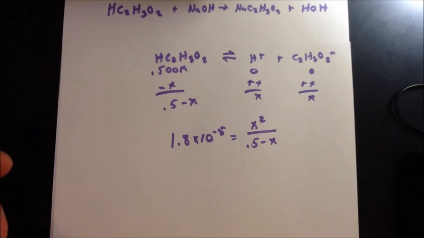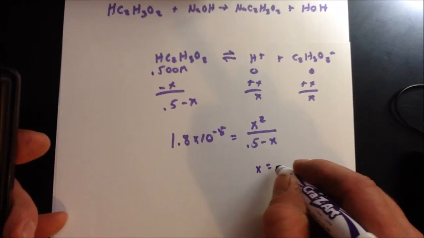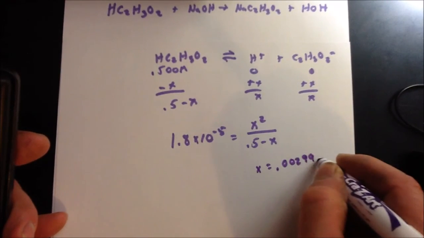If I do the quadratic formula, I end up with an A value of 1. My B value ends up being 1.8 times 10 to the negative fifth, and my C value is going to be negative, and it's whatever the product of 0.5 times 1.8 times 10 to the negative fifth is. I get that one root is 0.00299, the other one is negative, can't have a negative concentration, so I'm going to get that x equals 0.00299 molar.